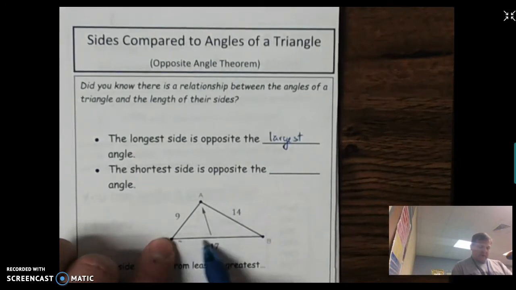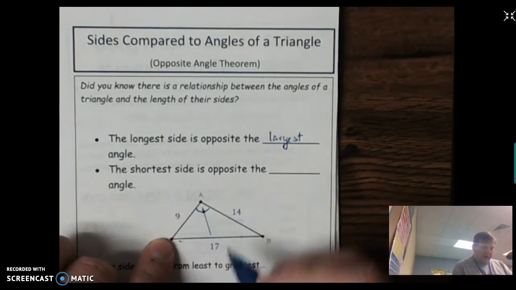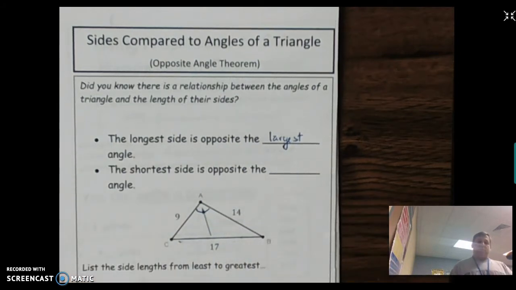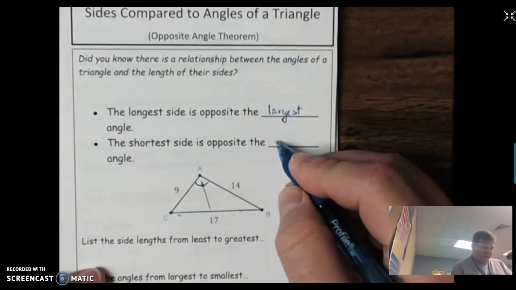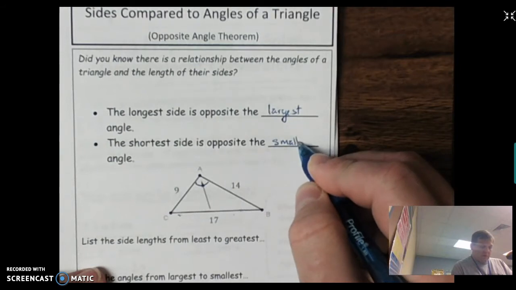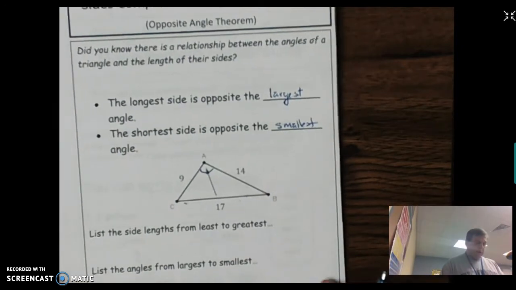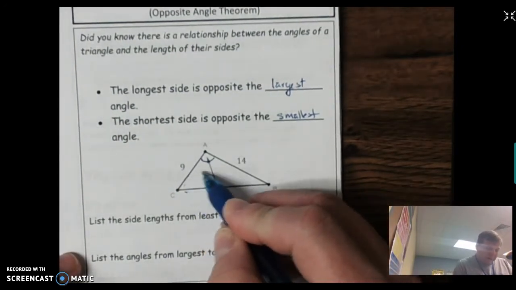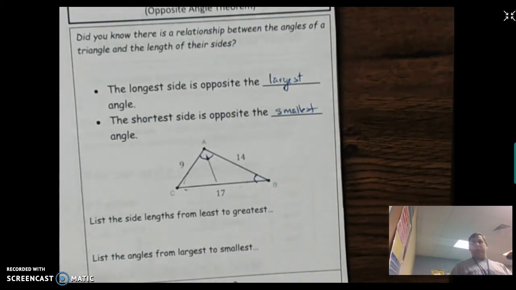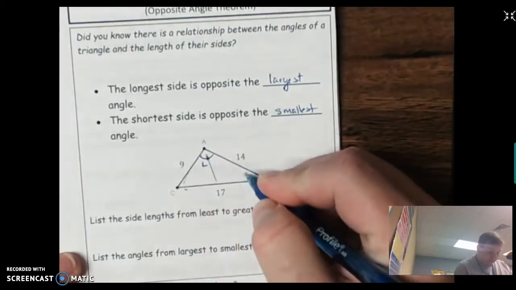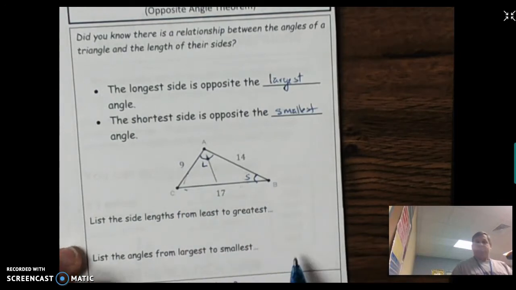So if we look at this triangle, 17 is my longest side, and this is my largest angle, and they are opposite from each other. The shortest side is opposite the smallest angle. So my short side, 9, is opposite my smallest angle. And while we don't know the measurements of the angles, we know this is the largest and this is the smallest. And that's what we know.